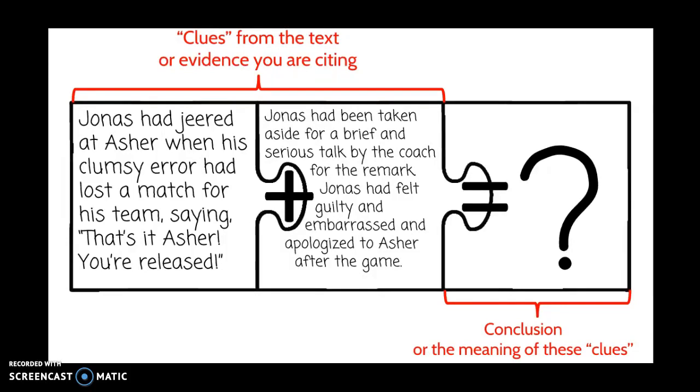Here, we see a couple of things happening. First, Jonas had jeered at Asher when his clumsy error had lost a match for his team, saying, "That's it, Asher, you're released." Later in this flashback, Jonas had been taken aside for a brief and serious talk by the coach for the remark. Jonas had felt guilty and embarrassed and apologized to Asher after the game. So, what can we conclude about release? From this, we can conclude that release is shameful and seen very negatively for members of Jonas's community.